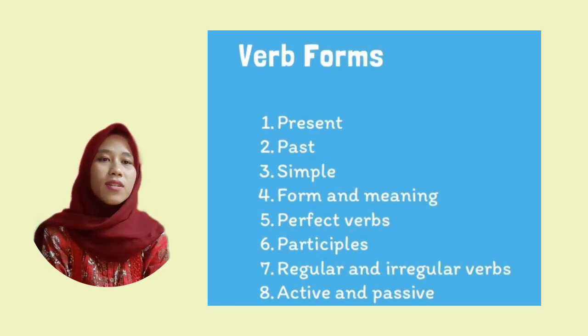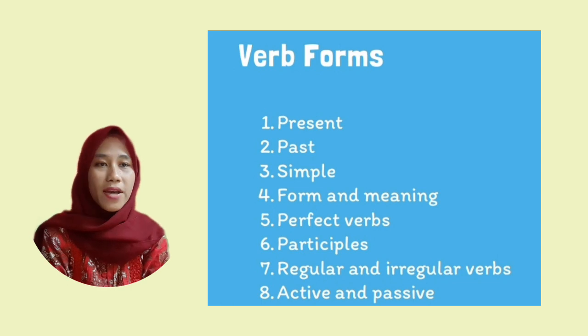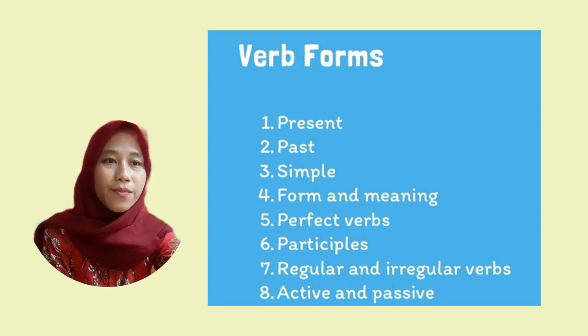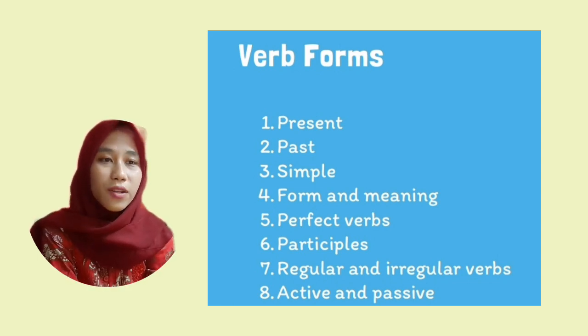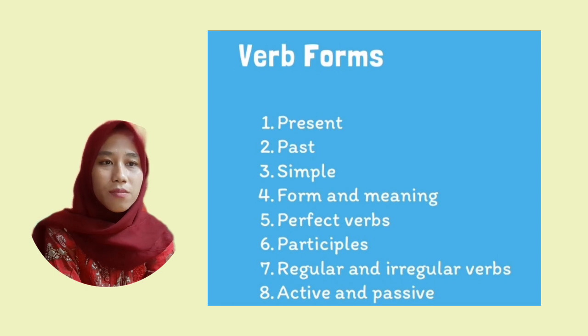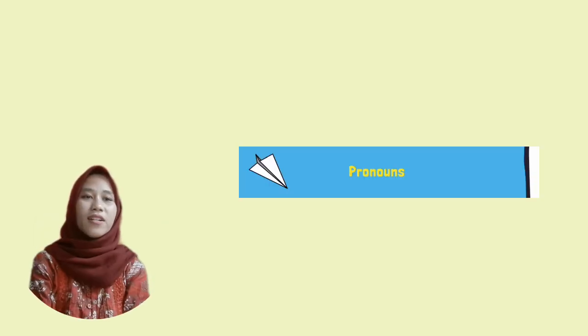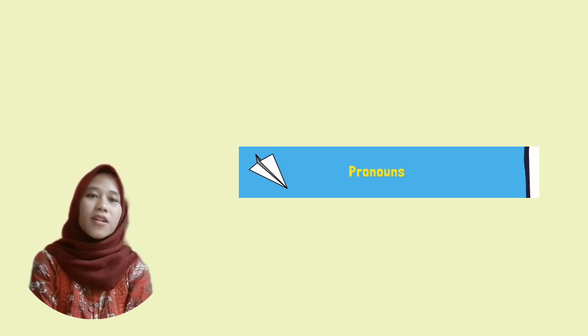Verb forms. There are present, past, simple, and continuous. And then there are form and meaning, perfect verbs, participles, regular and irregular verbs, active and passive verbs. Pronouns. There are three basic types of pronouns: personal pronouns, relative personal pronouns, and relative pronouns.